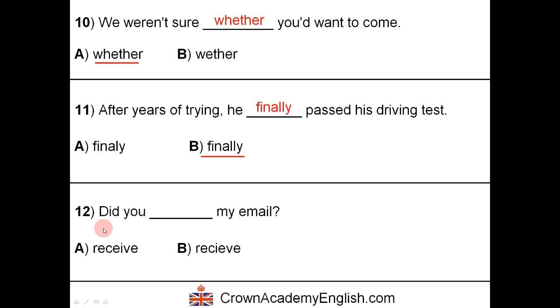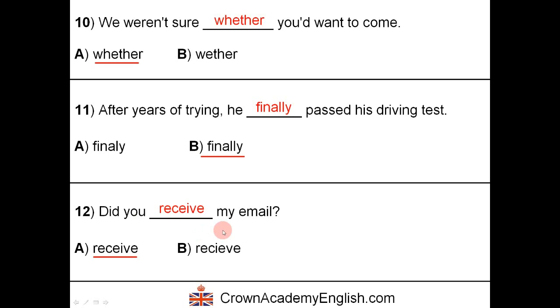And finally, question 12. And the answer to this one is, did you receive my email? And we have these two letters again, but this time they're in a different order. We have the I and E, but this time the E is before the I. So it's spelled R-E-C-E-I-V-E. Did you receive my email? So this is right, this is correct, and this is wrong.